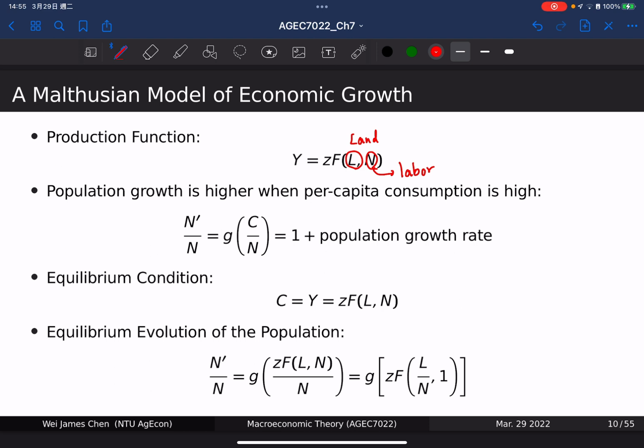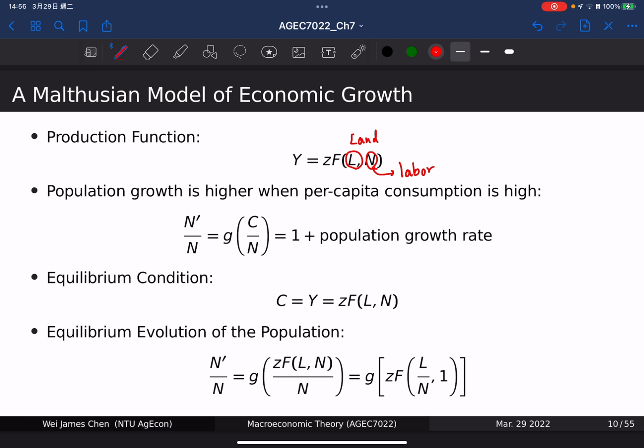And we also have a function G that's capturing a key assumption in this model. That is, the population growth rate is going to be high when the per capita consumption is high. That positive correlation is captured by this function G.